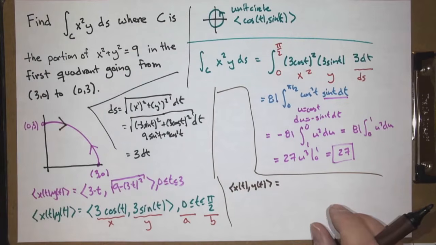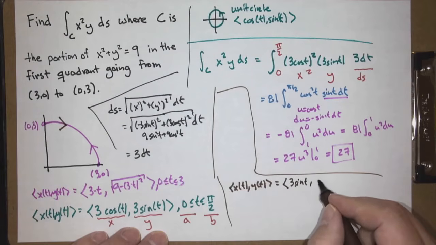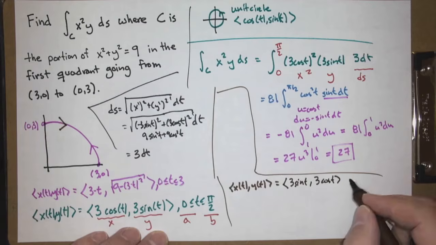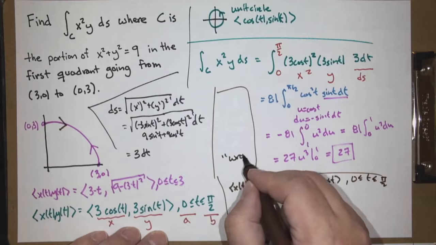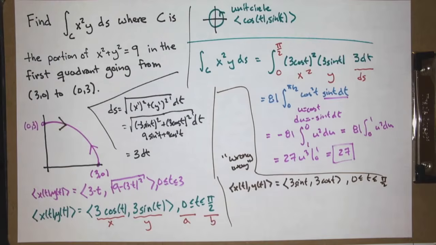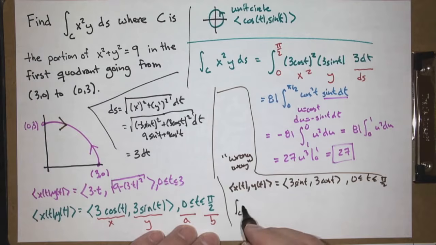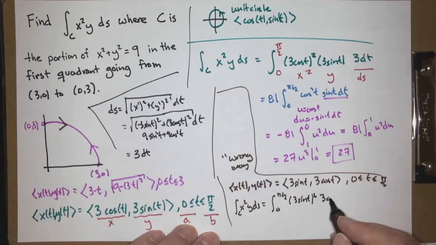You flip your x and y, so x would be 3 sine t. Yes! So this goes in the wrong way. Wrong orientation. And I just want to point out what happens. So we go through, the ds is going to be the same thing. So it's going to become the integral along your curve, x squared y ds. Well, it's still integral 0 to pi over 2. Now it becomes 3 sine t, quantity squared, 3 cosine t, and it's still 3 dt.